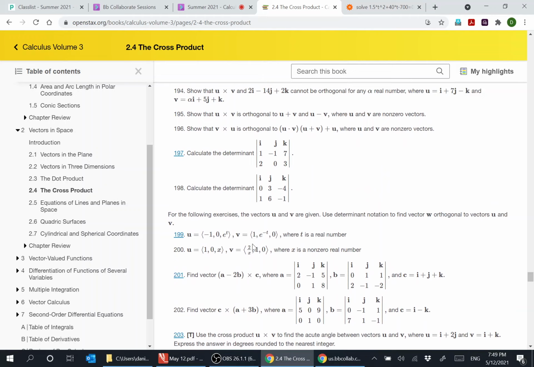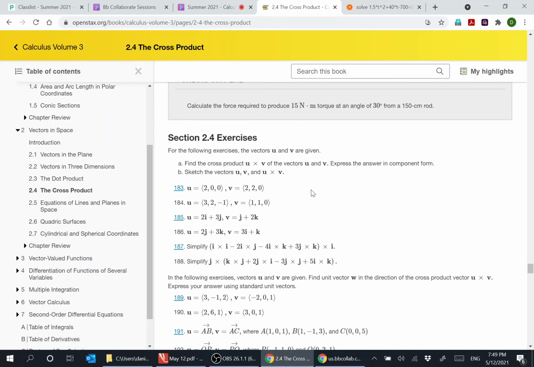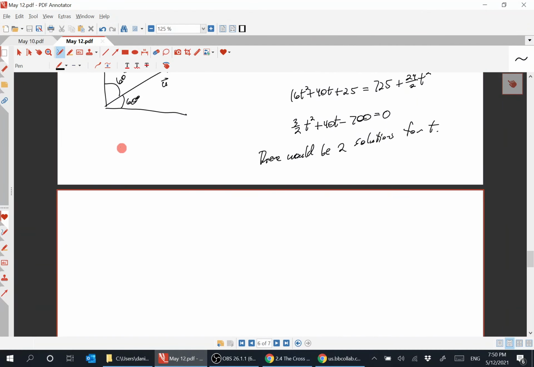Alright, 183. First one. Find the cross product and then express the answer in component form and then sketch the three things. So with 183, section 2.4, 183.